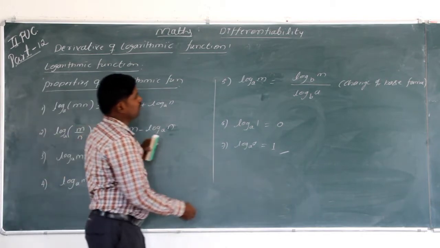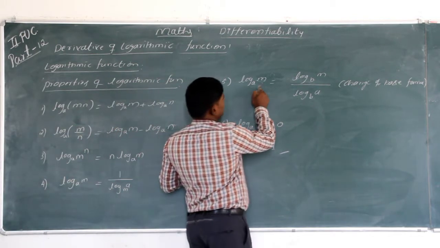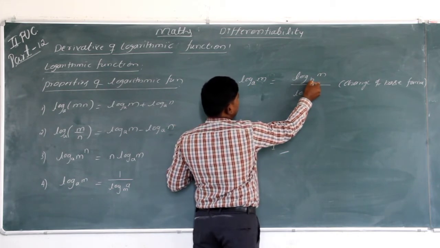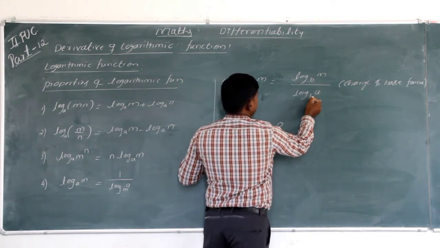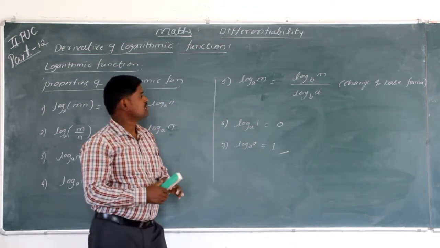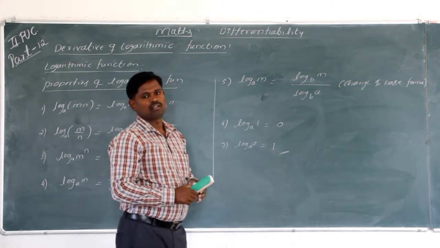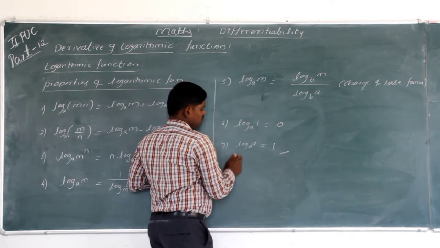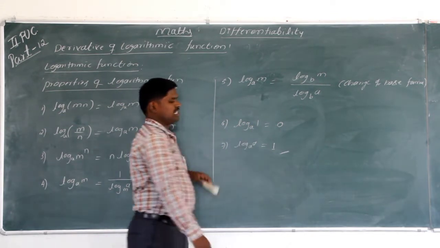And the fifth property is the change of base formula, that is, log m base a can be written as log m base b divided by log a base b. You can change the base, therefore it is known as the change of base formula. And log 1 base a is 0, and log a base a is 1.